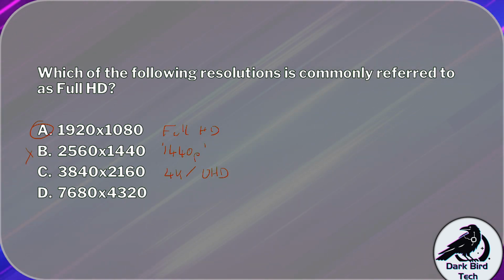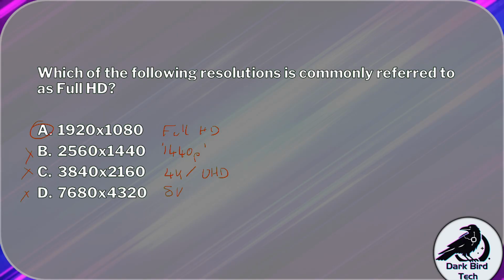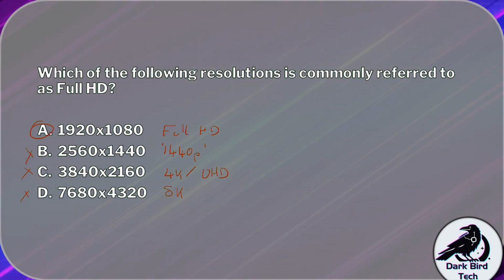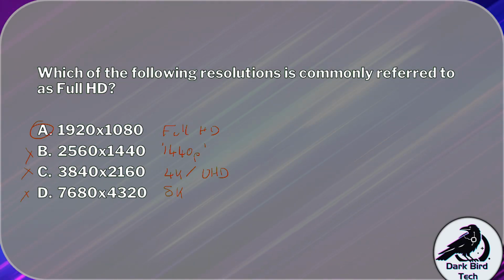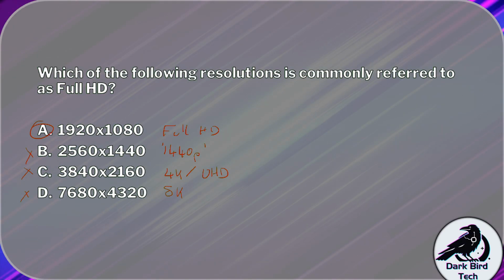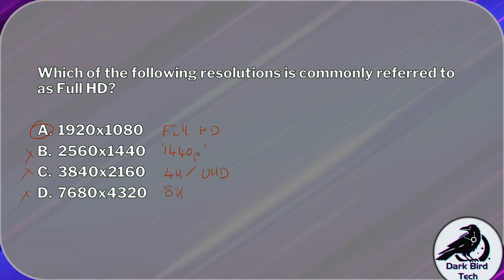And then option D is also obviously not right because it's way too high a resolution. That is known as 8K, which is a fairly recent standard at the time of this video being made, and probably something you're not going to encounter in many workplaces just yet, although some of you might be the exceptions, not the rule. Either way, the question asked us, what is Full HD's resolution? And the answer is A, 1920 by 1080.